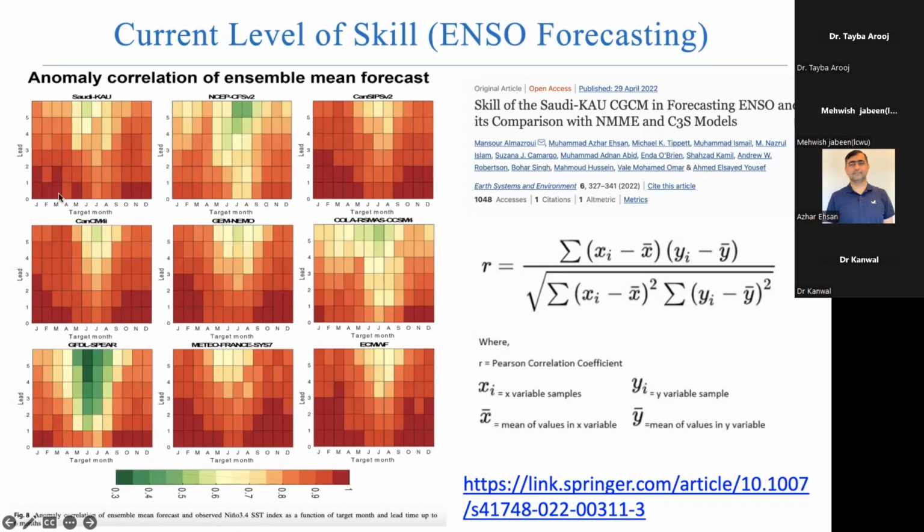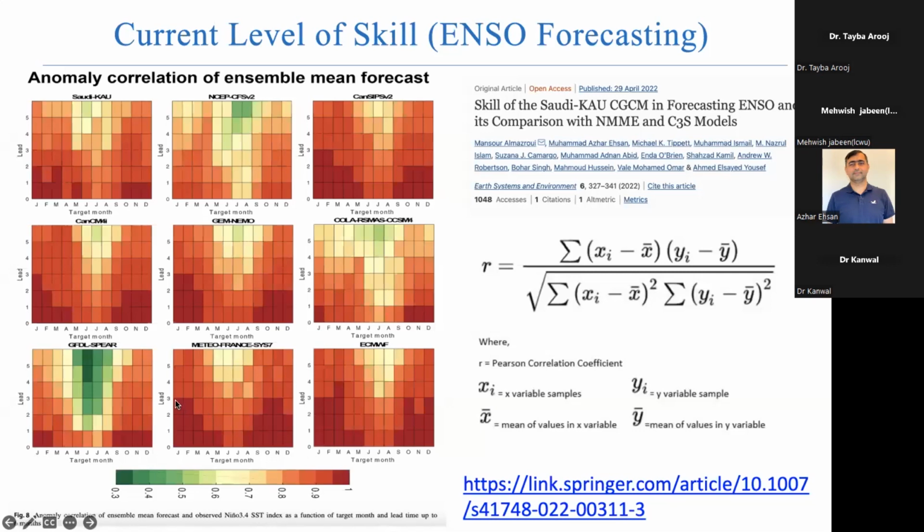There are some more things in this graph. The target month is on the x-axis. So you see JFMA is a target month where we start like January, February, and then the lead. So after starting in January, how long we go further in the forecast. You're starting from 0, so it's typically 6 months lead time. So up to 6 months lead time, this is the current level of the forecast from these models.